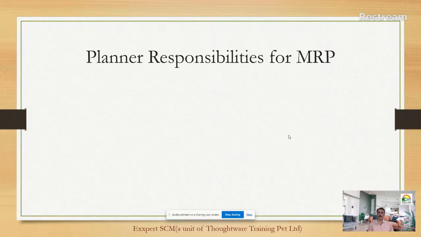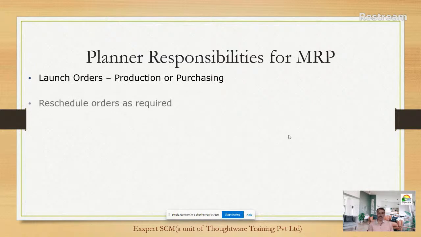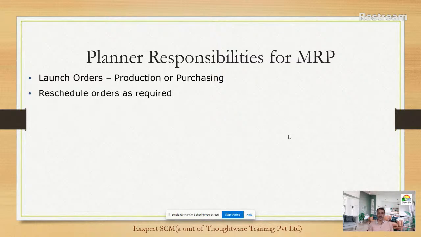and as you know, this is being done by a planner with whatever name they may be called, scheduler or material planner. Nowadays they are also called analyst. Okay, so responsibility wise, they should be able to launch orders, either production or purchasing, and reschedule orders as required, because this is a dynamic environment.